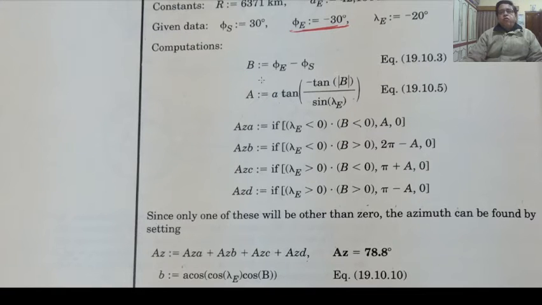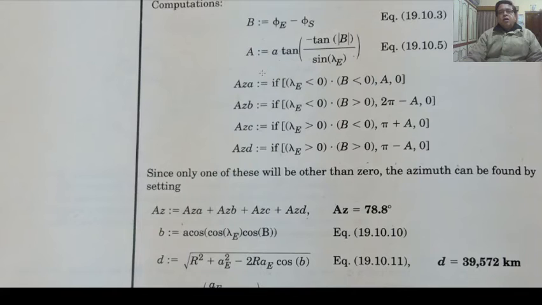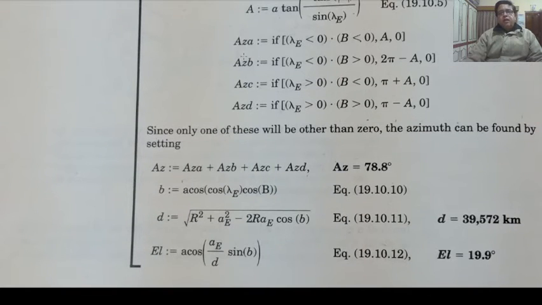Computations. Capital B equal to phi E minus phi S. A equal to small a tangent of the magnitude of tan B upon sin lambda E. AZA equal to A if lambda is less than 0 and B less than 0, otherwise 0. AZB equal to 2 pi minus A if lambda is less than 0 and B greater than 0, otherwise 0. Similarly, AZC and AZD values are given.